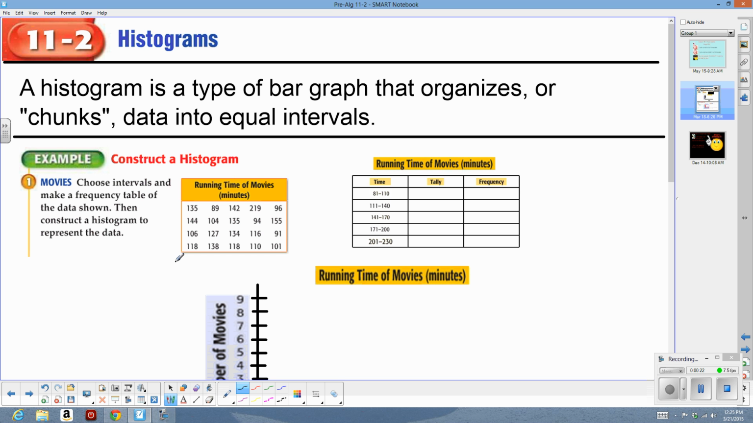Well, if this is the length of movies, we're going to chunk it into groups with an interval of 30. So we're going to put all the movies that were 81 to 110 minutes long right here in this category, then 111 to 140 in the next one, and so on. So I'm going to start by tallying up this data.